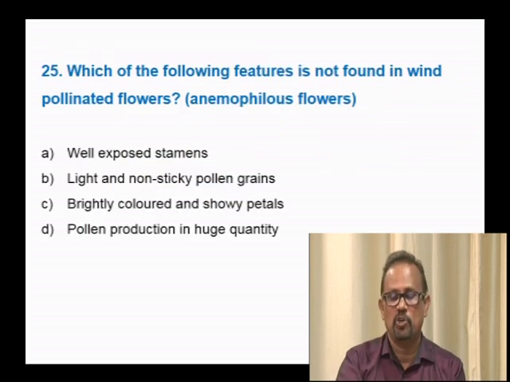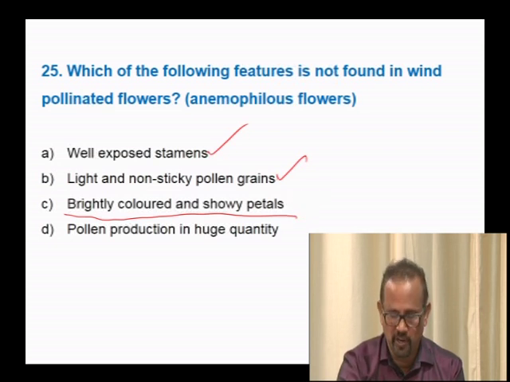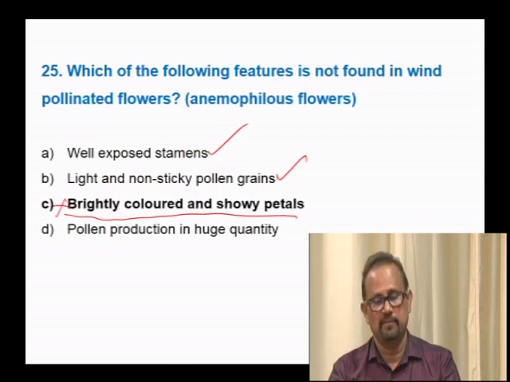Next question. Which of the following features is not found in wind-pollinated flowers? Well-exposed stamens are a characteristic of wind-pollinated flowers. Light and non-sticky pollen grain is also a characteristic of wind-pollinated flowers. Brightly colored showy petals are not required for anemophilous flowers; that is for insect-pollinated, entomophilous flowers. Pollen production is in huge quantity. Therefore, this character is not required for anemophilous or wind-pollinated flowers. Therefore, the option is C.